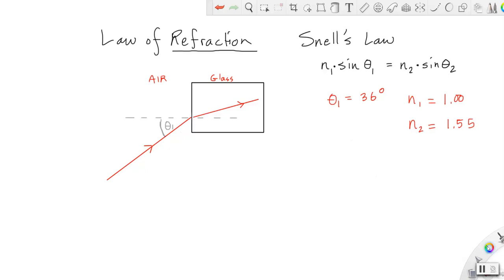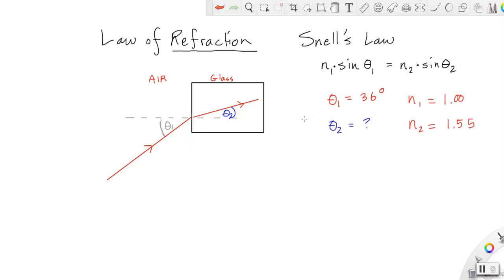Okay. This gives us a new angle, theta 2. If you prefer, you can always refer to this as theta air and then the next one as theta glass. So that's one way to make sure that you don't mix up your 1s and 2s. So we want to know what is theta 2. We don't know.